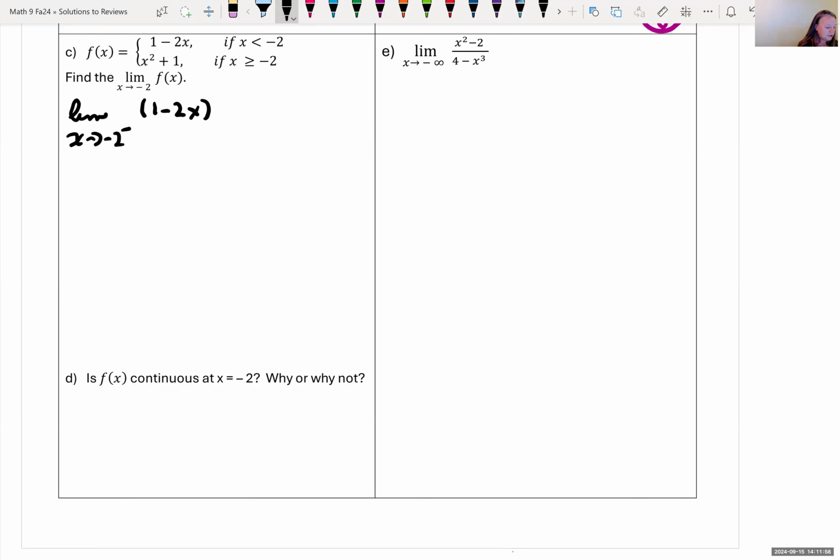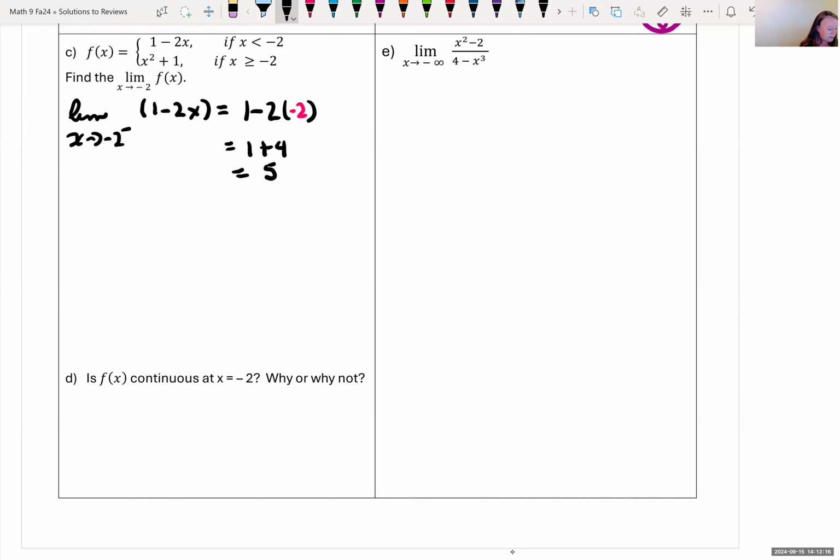Doing direct substitution, I would have 1 minus 2. I see an x there, replace it with negative 2, and I get 1 plus negative 2 times negative 2 is positive 4. So 1 plus 4 gives me 5.